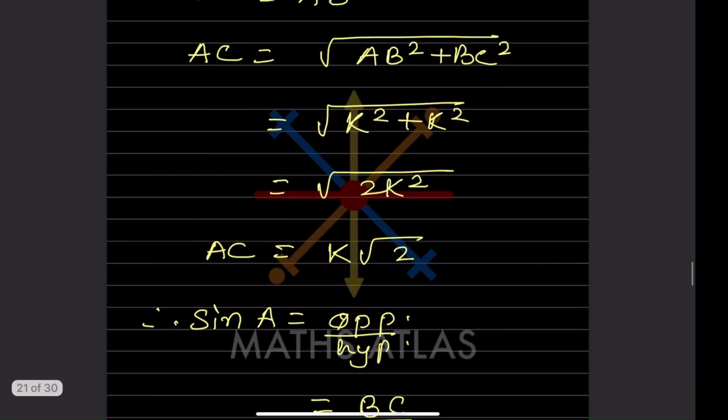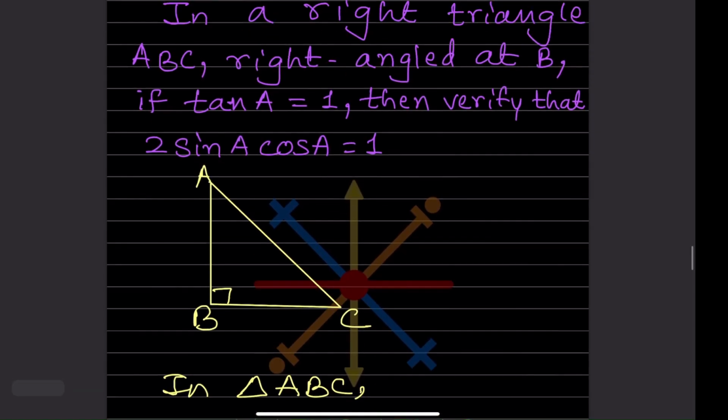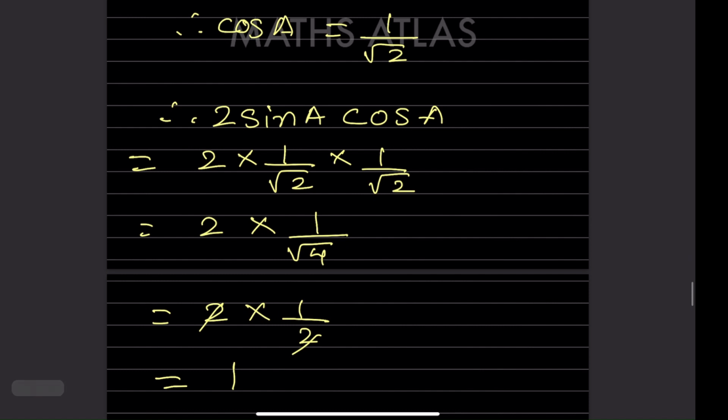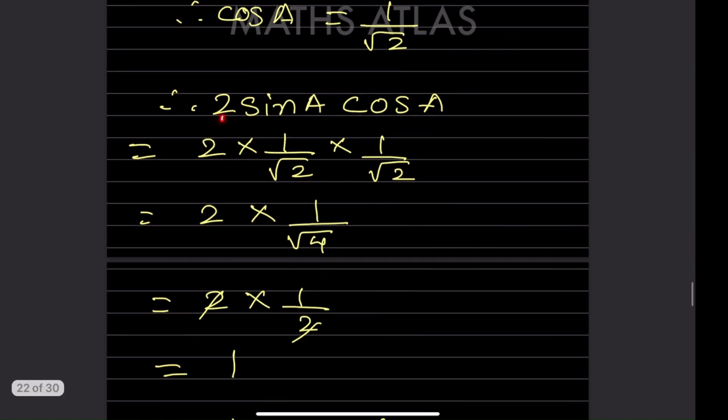So now we have to verify that 2 sine A cos A is 1. So what will we do? We are just going to put the values over here, because we got sine A and cos A. 2 we will write as it is. In place of sine A, we are going to write 1 by root 2. In place of cos A, we are going to write 1 by root 2. And this 2 is going to be the same. And this is going to be 1.